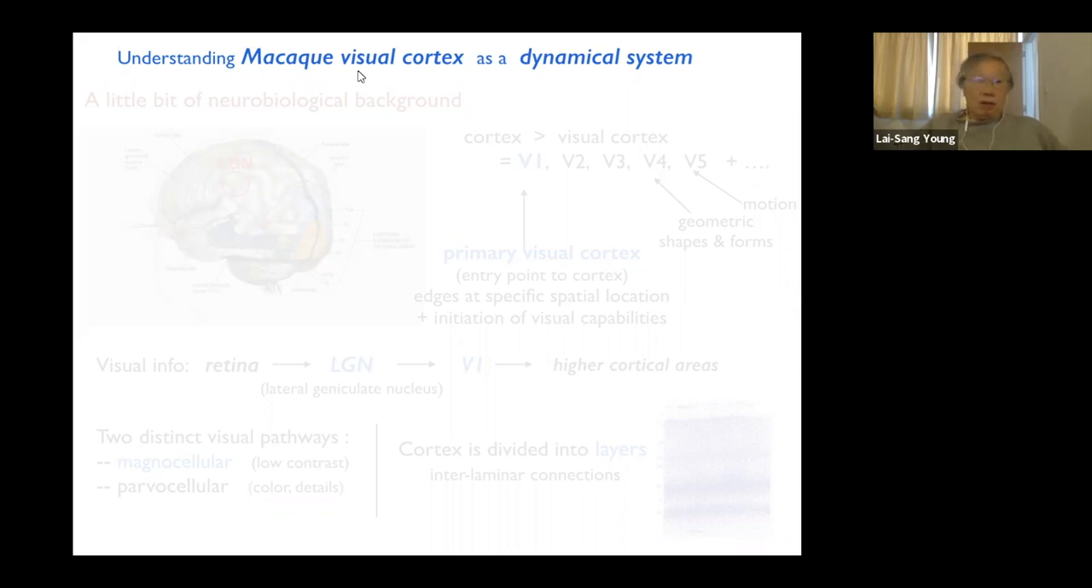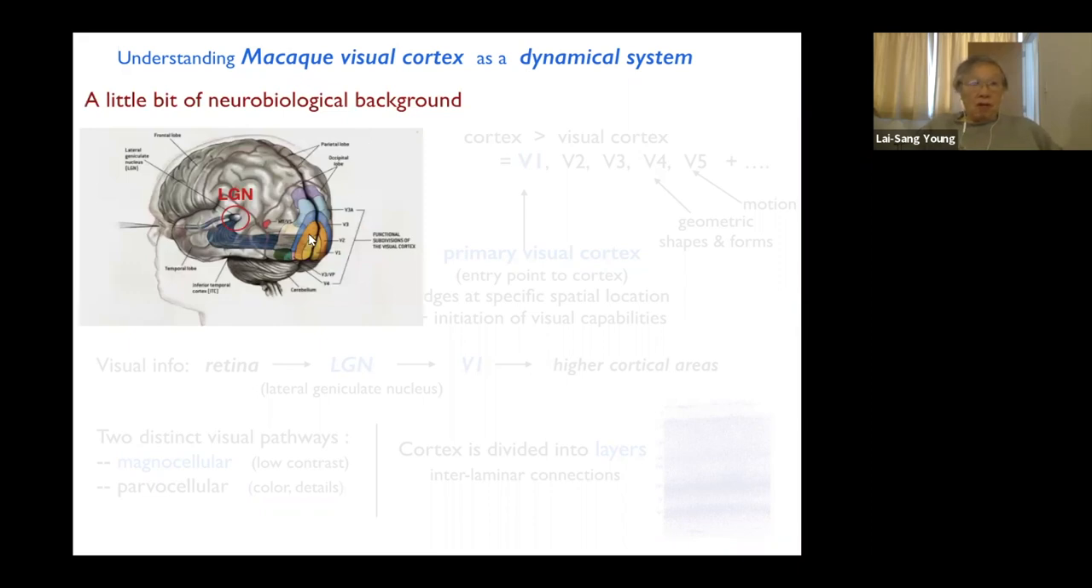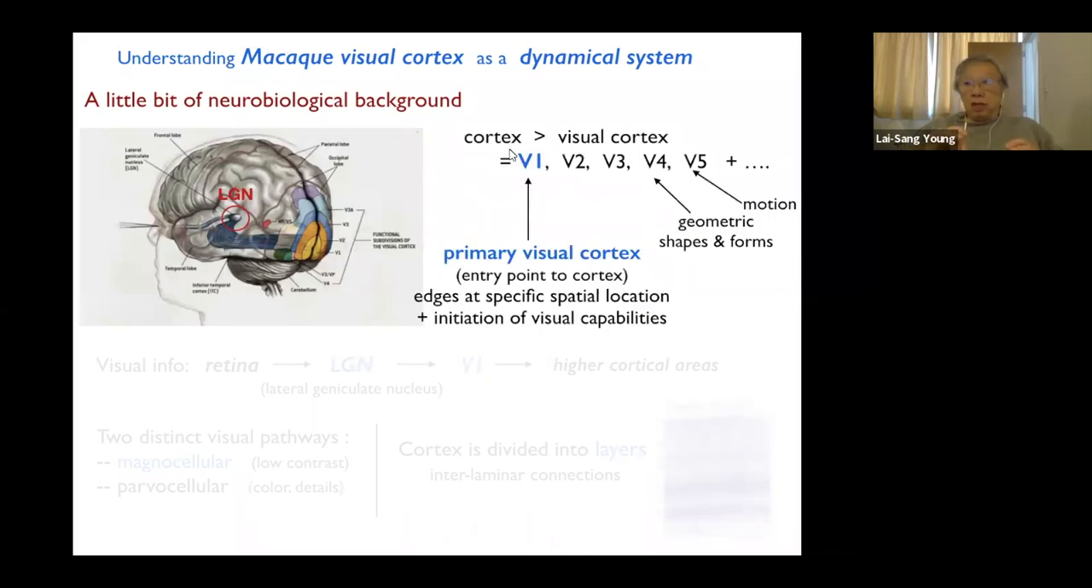Okay. So let me start with a little bit of neurobiological background. This is obviously the face of a human rather than a monkey. The visual information comes through the retina, and your optic nerve takes it directly to this knee-like structure called the lateral geniculate nucleus. From there, it goes directly to the back of your head to where the visual cortex is located. The visual cortex, the cerebral cortex, is a very thin neural sheet that's all crinkled up and tucked underneath your skull, 2 to 4 millimeters thick, much more crinkled than it shows in this picture. Otherwise, they won't be able to draw anything.